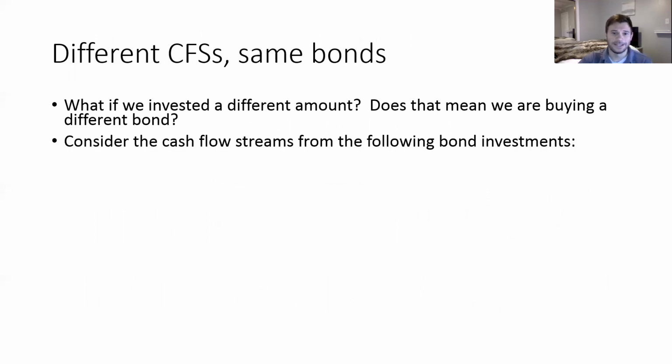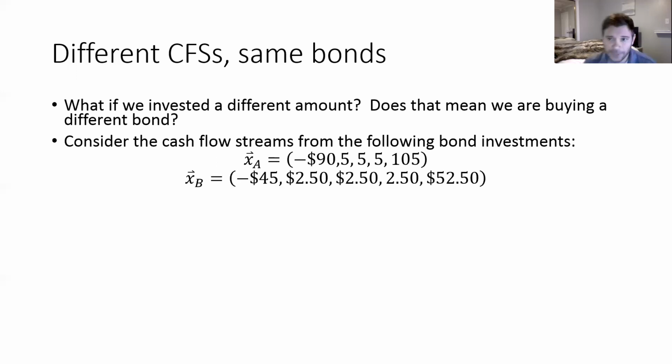Okay, so we're going to again consider this cash flow stream that we had looked at, right? We thought about that being one bond, price was 90, coupon rate was 5, maturity time was 4, face value was 100. But I'm going to argue here that bond B, the cash flow stream associated with bond investment B, is actually representing an investment in an identical bond.